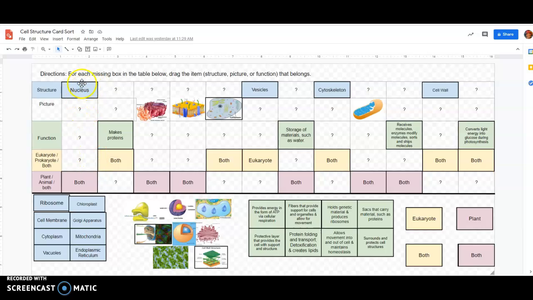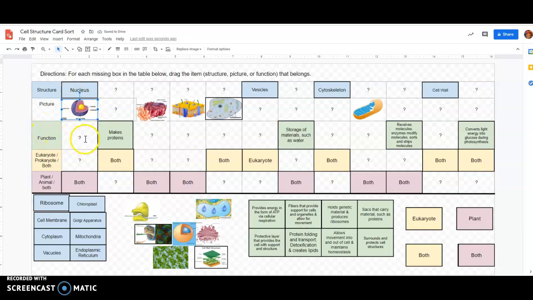So for example, you have the nucleus, and the next row you want to put a picture. So you're going to go down, and right here is a picture of the nucleus. So I'm just going to drag it up and I'm going to drop it right into that picture.